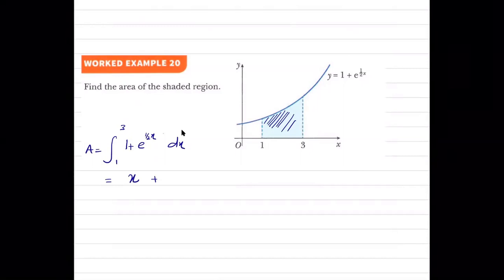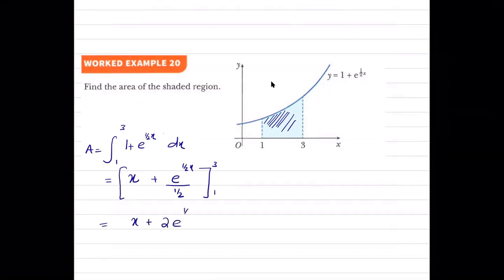E to the power of half x divided by half, isn't it? Yeah. And then we're going to apply the limits 1 to 3. So if I simplify this, you are going to get x plus 2 e to the power of half x. The limits are 1 to 3.